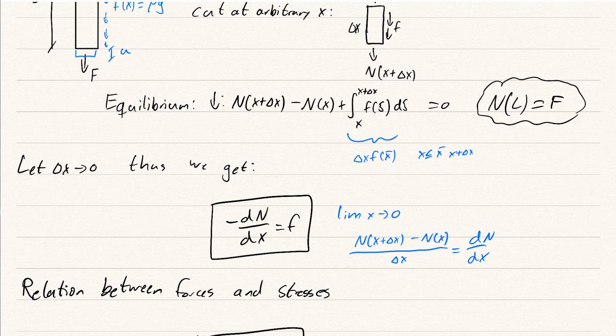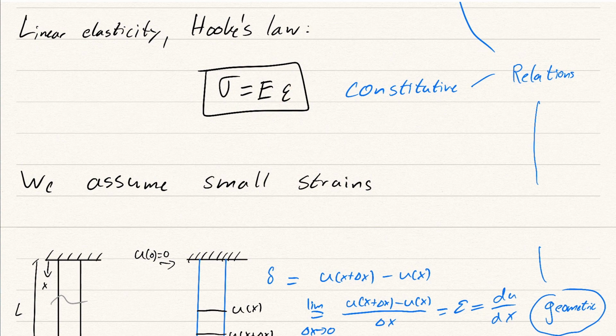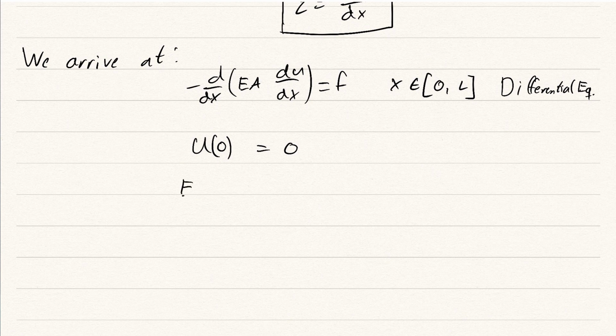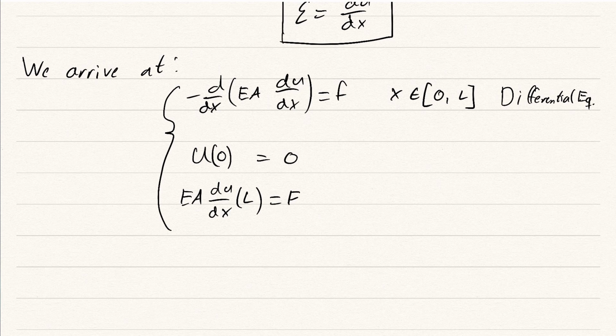And we know what N is. So if we combine that, we get EA du/dx of L equal to F, right? Because EA du/dx of L is the normal force at L, which is given by F. So this is what we know. And this is where we stop our derivation of our model problem.